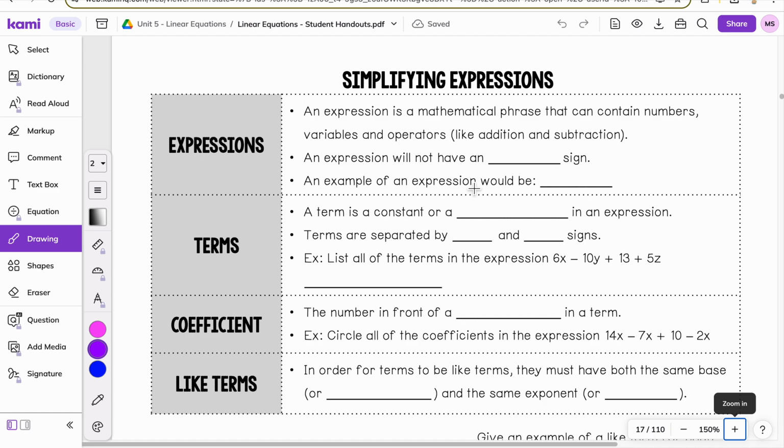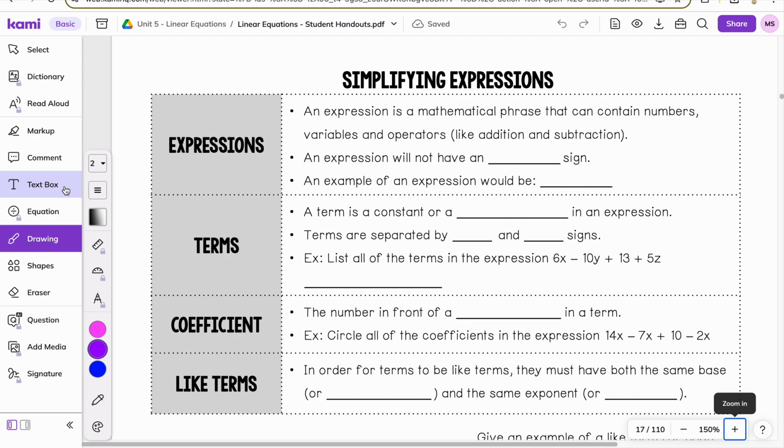So today's lesson is really just the beginning. We're really just practicing some vocabulary and combining like terms. So this top part, these notes, is just so that we're all on the same page with some of this vocabulary. The first vocabulary word that we have is the term expressions.